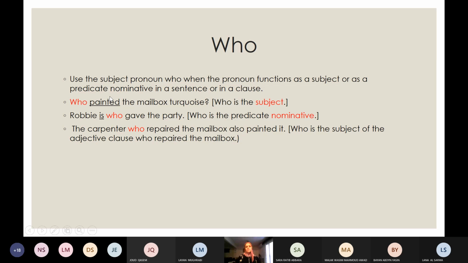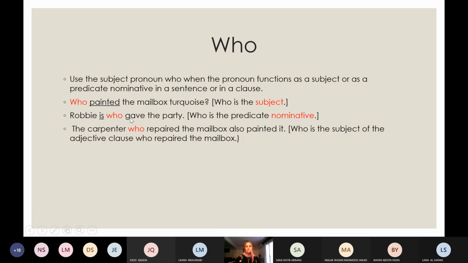So, who painted the mailbox? Who here took the subject. Who painted? Ruby is who gave the party. Ruby is who, after a linking verb. After a linking verb, predicate nominative.